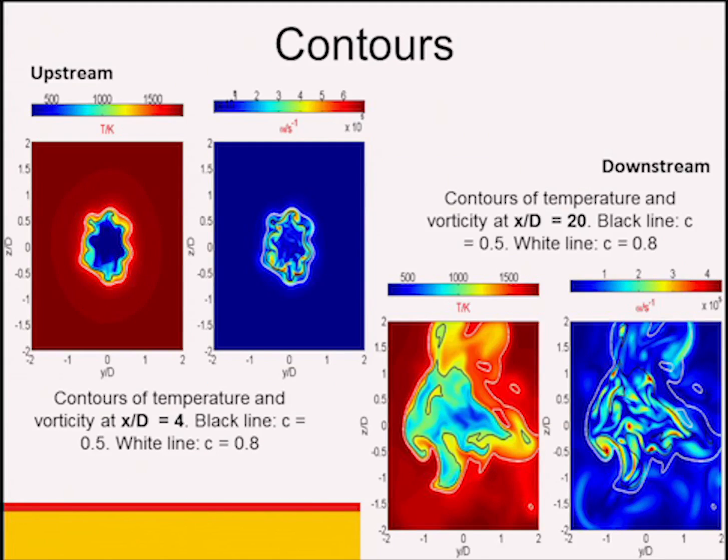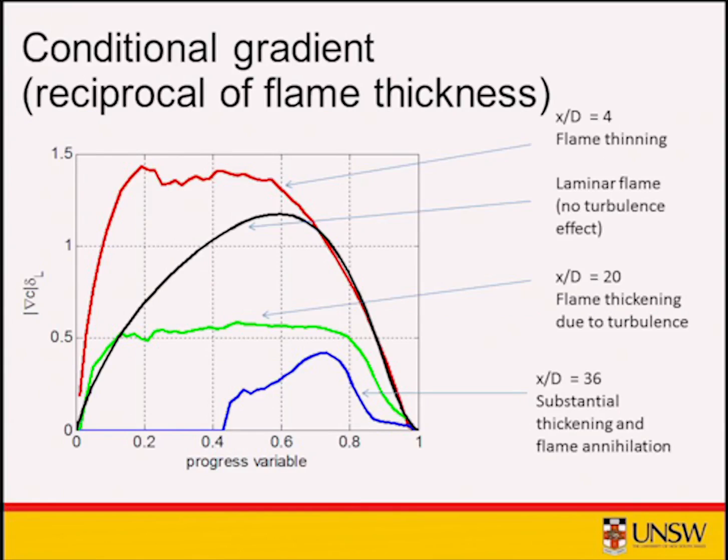Looking first at contours, this is temperature at x over d of 4 and vorticity magnitude. At that location, it looks like a weakly wrinkled flame. You can see the vortical structures developing in the shear layer as you expect. Further downstream at x over d of 20, this preheat zone is a mess. It's totally disrupted, and we have a lot of turbulence happening inside what we would normally call a flame, that preheat zone.